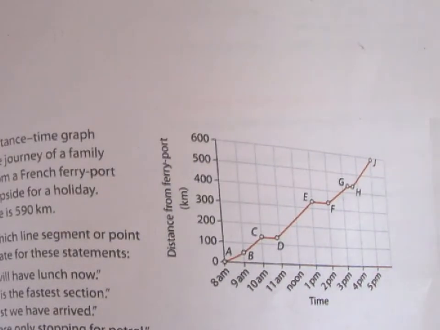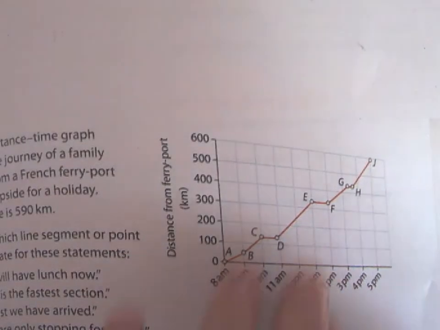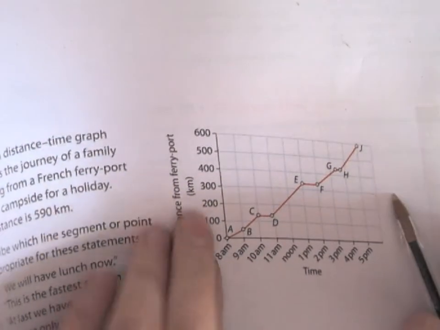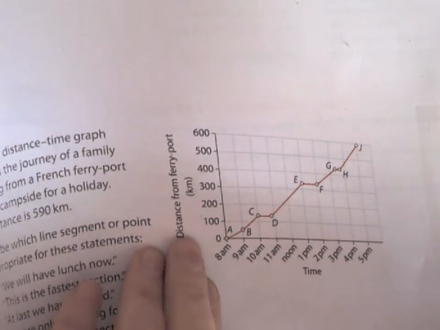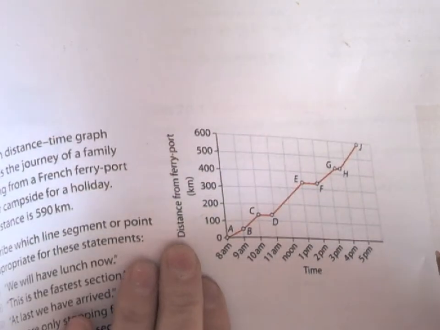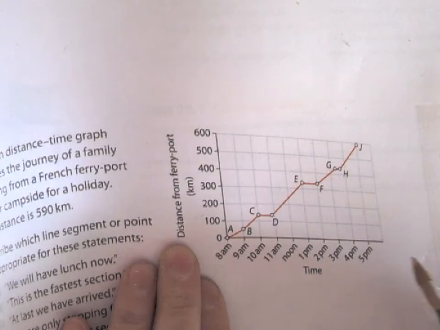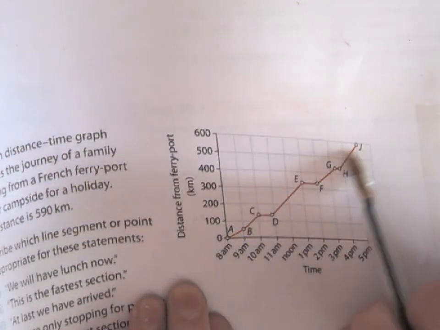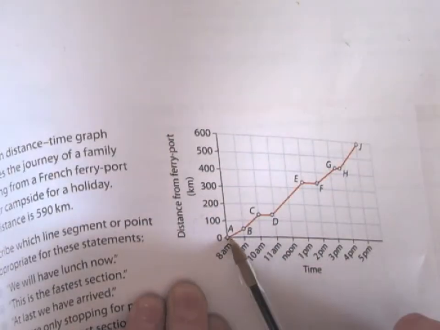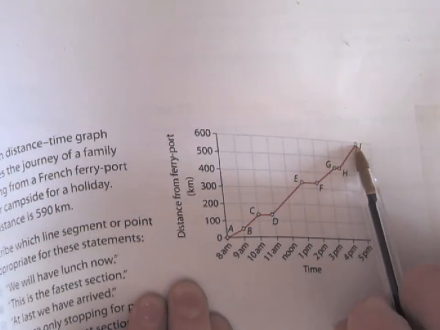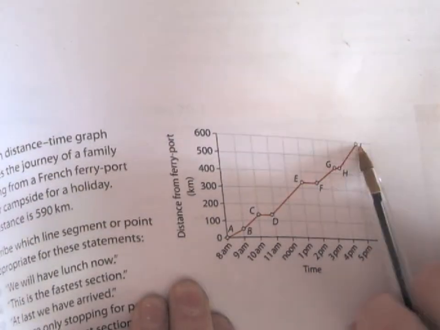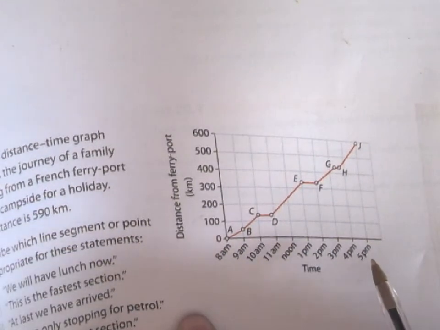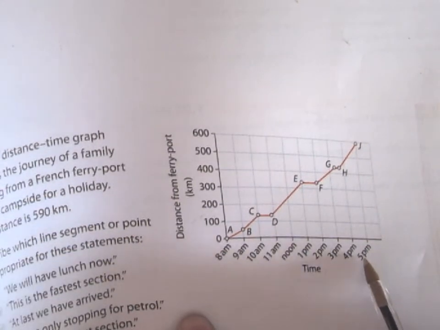Another example here would be this graph. This is a distance time graph for the journey of a family traveling from a French ferry port to a campsite for their holidays, and they're going 590 kilometers. So this is them at the ferry port, this is them at the campsite, which is 590 kilometers away. Describe which line segment or point is appropriate for these statements.